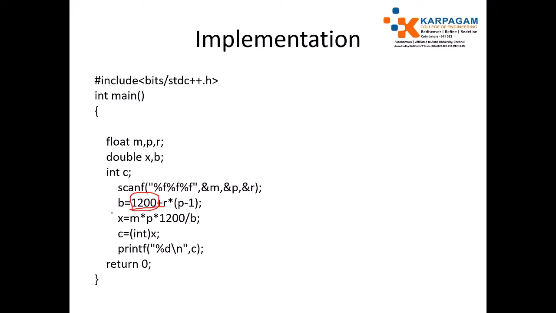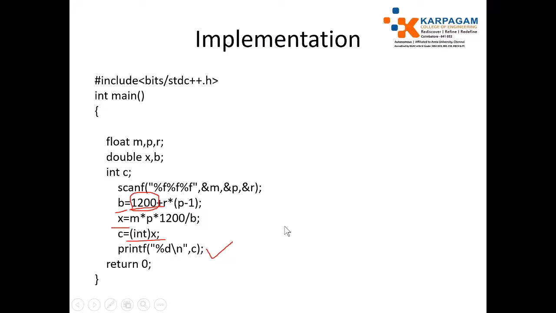So by using this B value, we can calculate how much amount is to be invested to get a fixed amount by using the formula M, where M is the cash flow and P is the period, 1200 divided by B. So finally, you will get what amount of money is to be deposited. This value may be a floating point value. It should be rounded up to the integer by using type conversion, and we just print the data.